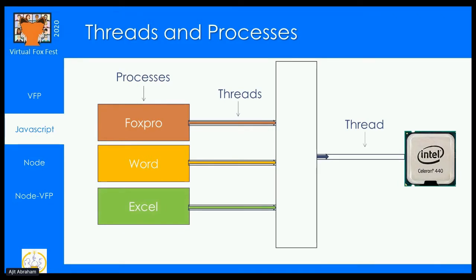So how is a single hardware thread able to deal with so many software threads? One of the ways is through time slicing. So in our example here, the time scheduler will give a few milliseconds to Excel to do its stuff, then for Word, then for FoxPro. The processor executes instructions so fast, we think that all processes are running at the same time.